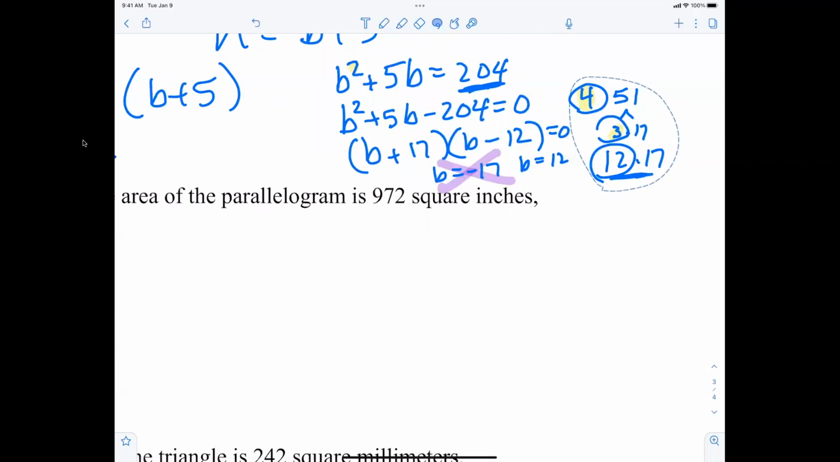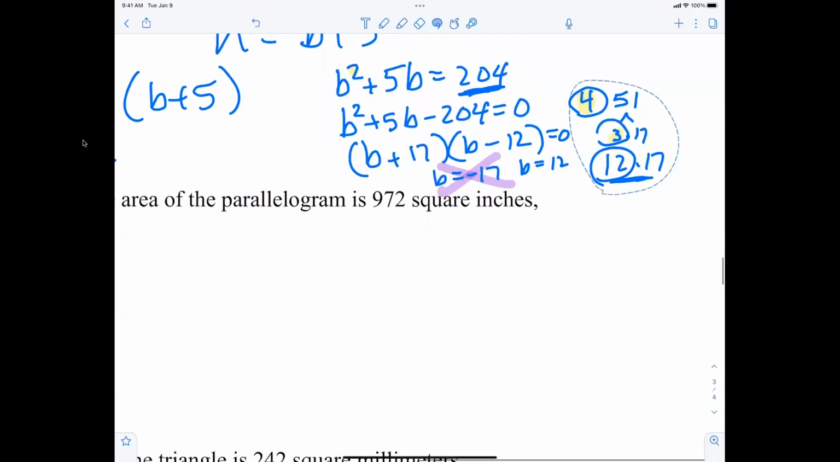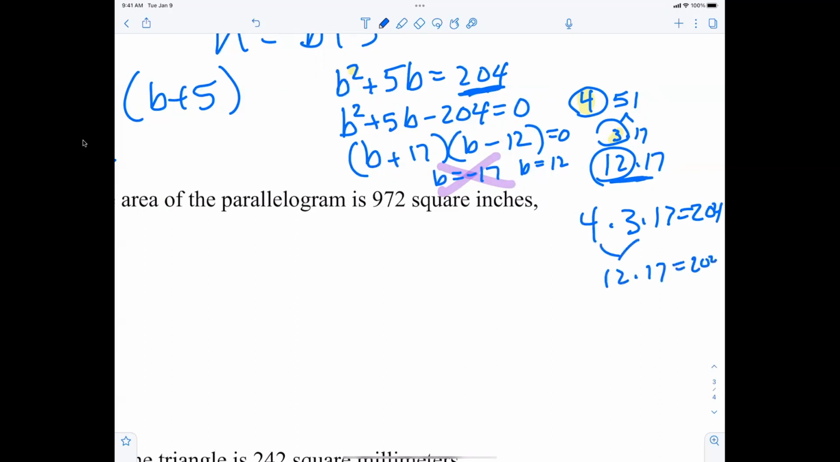So I immediately saw 20 and 4, and I realized 4 had to go into both those numbers. So then I realized 4 times 51 is 204. Do you agree with that? So then I broke down 51 to 3 times 17. So I know that 4 times 3 times 17 is 204. Do you agree with that? So if 4 times 3 times 17 is 204, that means 12 times 17 is also 204. Okay.